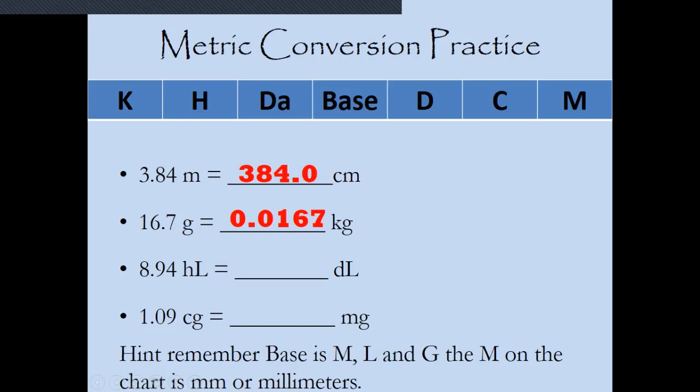We're going from hectoliters to deciliters. 1, 2, 3 to the right. Centigrams to milligrams. 1 to the right.